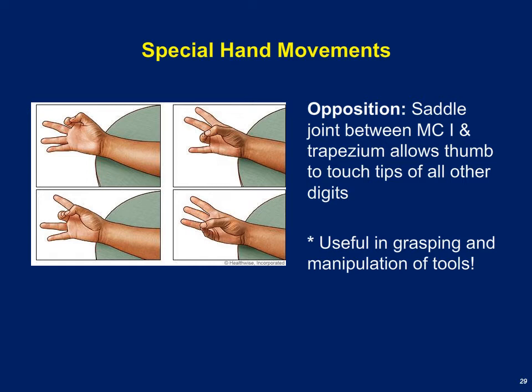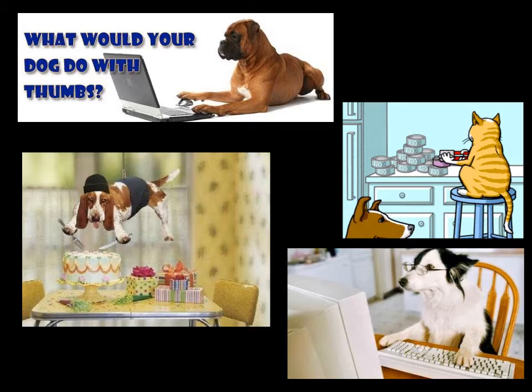Most of this would not be possible if we were not able to oppose our thumbs. Now humans and primates are pretty unique in their ability to oppose their thumbs, because most vertebrates are not able to oppose their thumbs. And I actually consider this a good thing. For example, think of what could happen if your dog or cat had an opposable thumb.